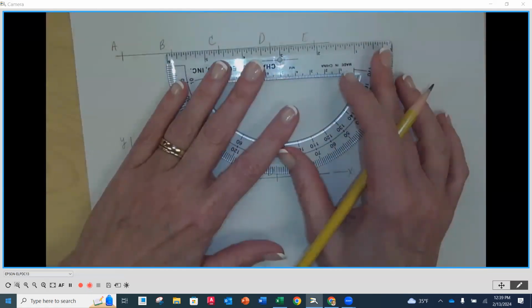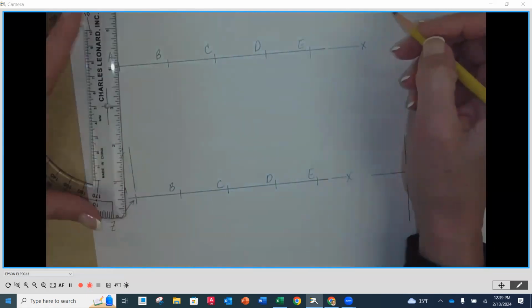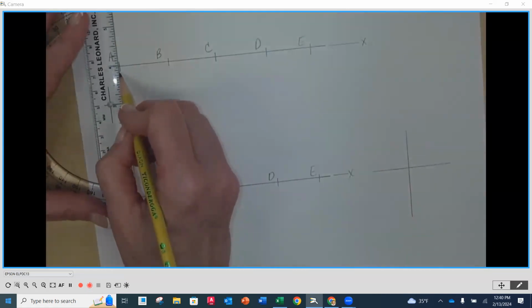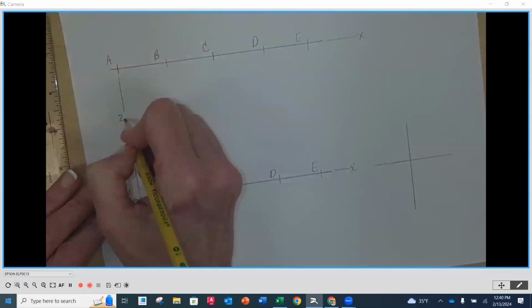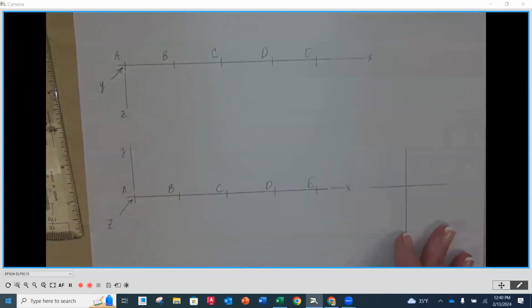I'll give you time to catch up. You don't have to be doing this exactly with me. This is my x-axis in the top view. And then my positive Z is going to come forward. And then the point here is the y-axis.